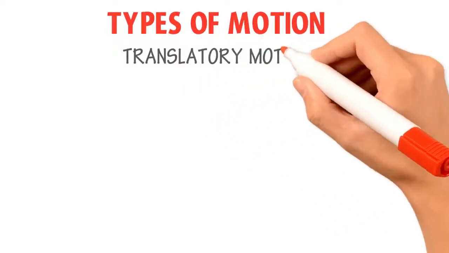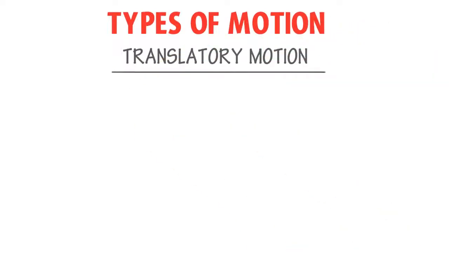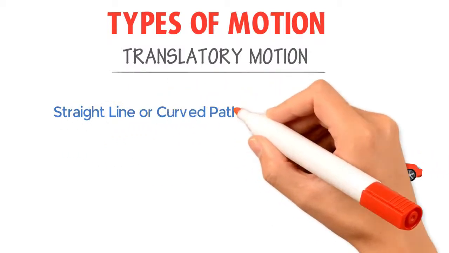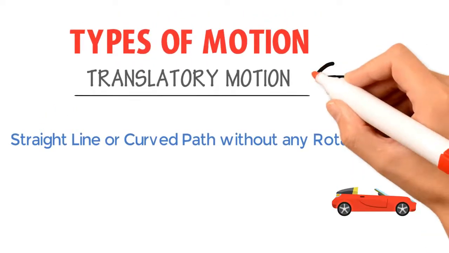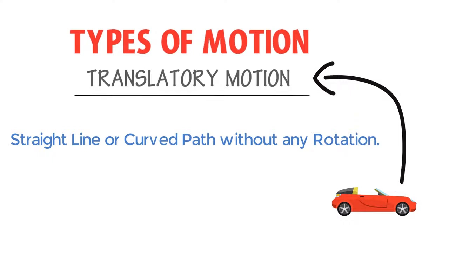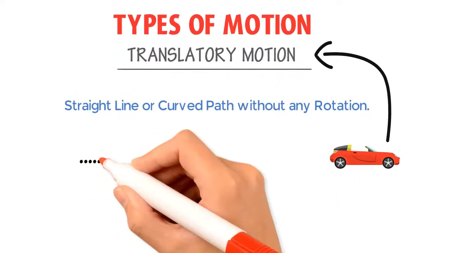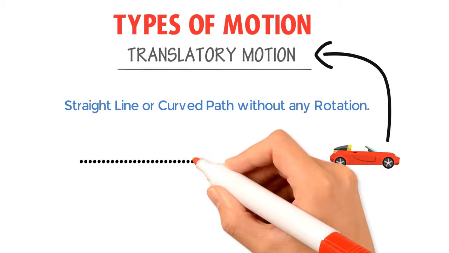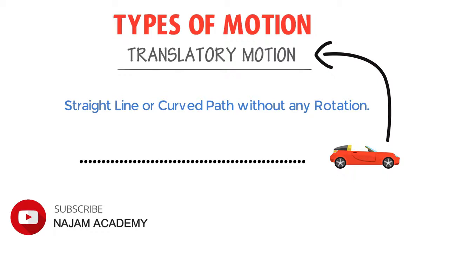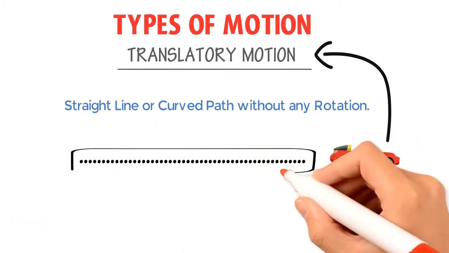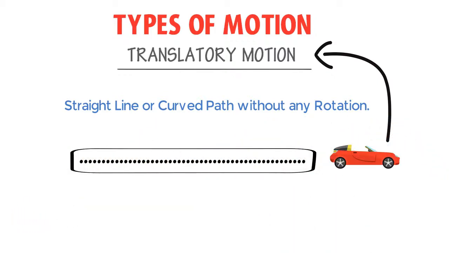First of all, let me teach you the concept of translatory motion. Remember that whenever you see any body moving along a straight line or a curved path without any rotation, we call such type of motion a translatory motion. Translatory motion means that the body translates its every point throughout its motion. Or we can also say that each and every particle of the body moves parallel to each other across its motion.